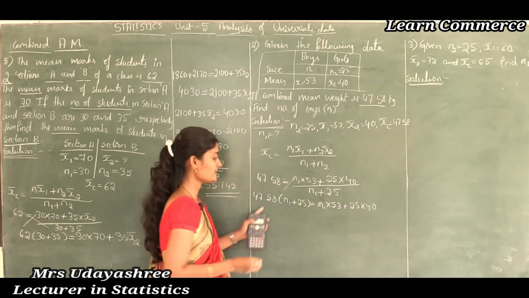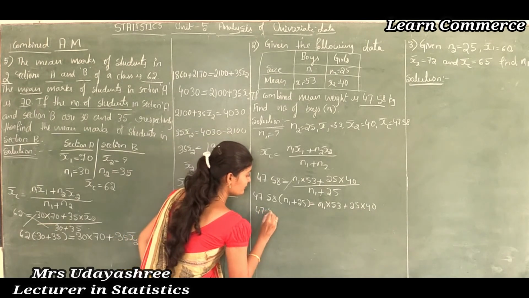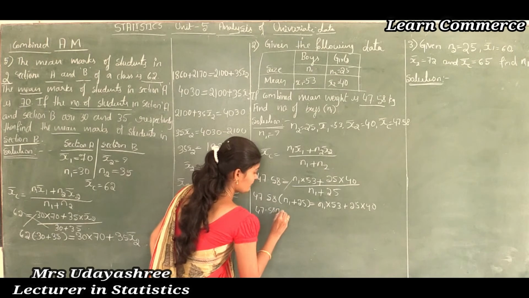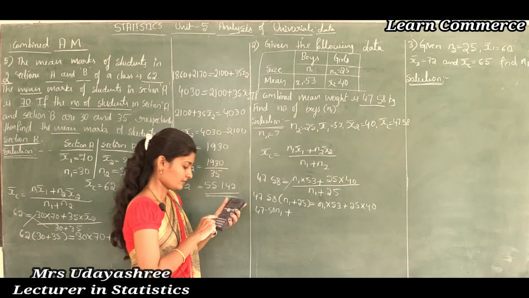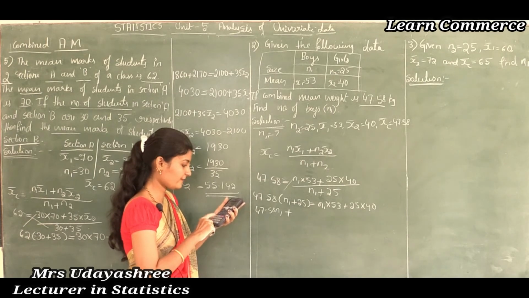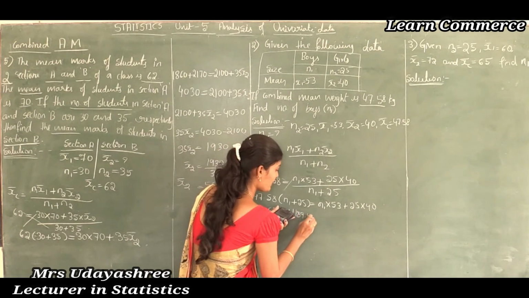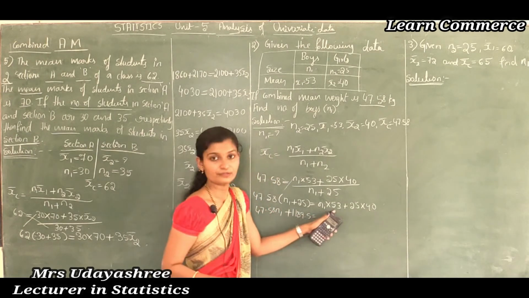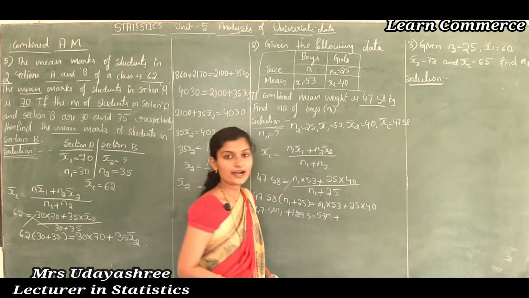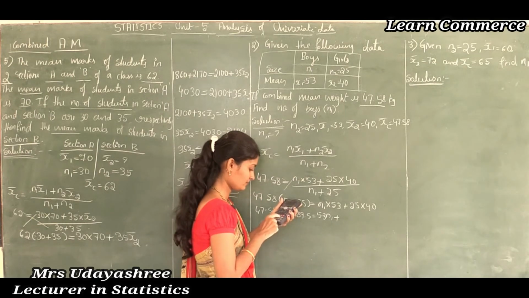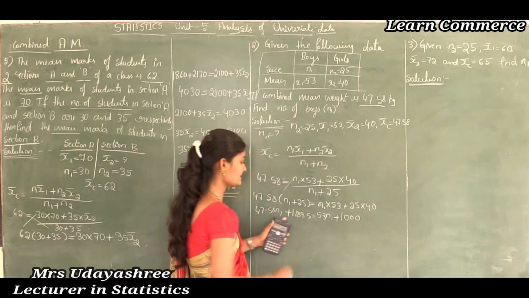So here 47.58 into N1 is 47.58 N1, plus 47.58 into 25, that is 1189.5, which is equal to N1 into 53, that is 53 N1, plus 25 into 40, that is 1000.